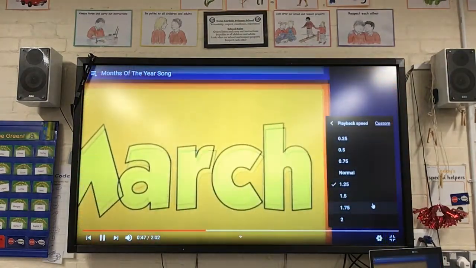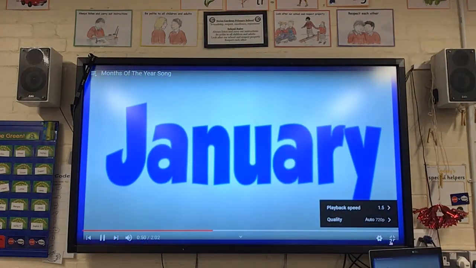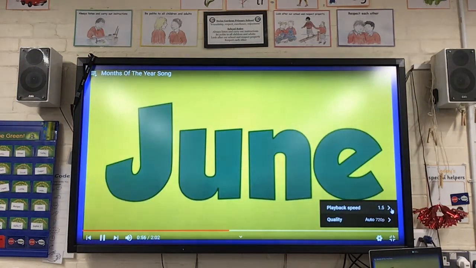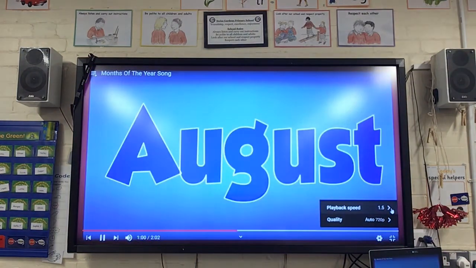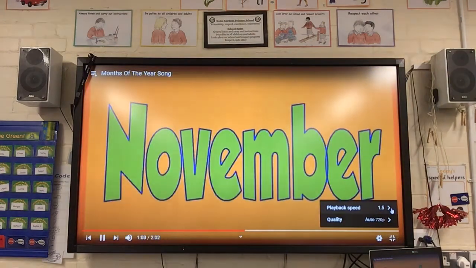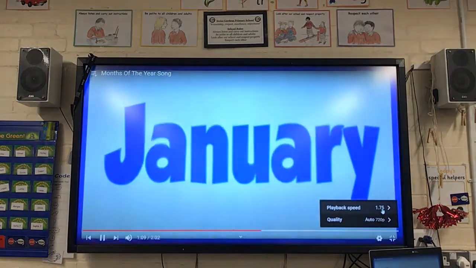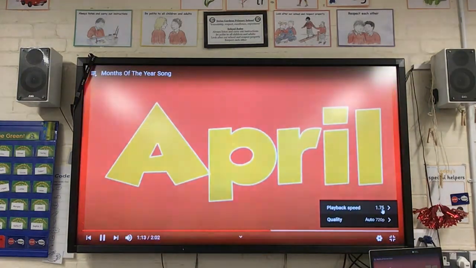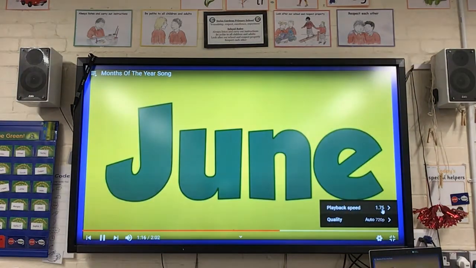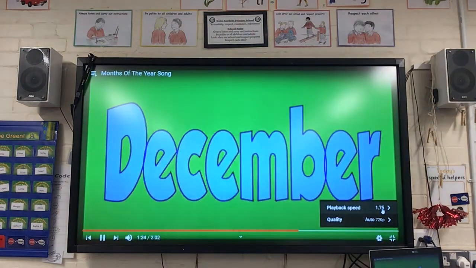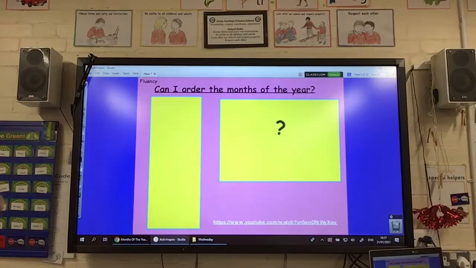Can we go faster? January, February, March and April, May, June, July and August, September, October, November, December. These are the months of the year. Even faster. January, February, March and April, May, June, July and August, September, October, November, December. These are the months of the year.